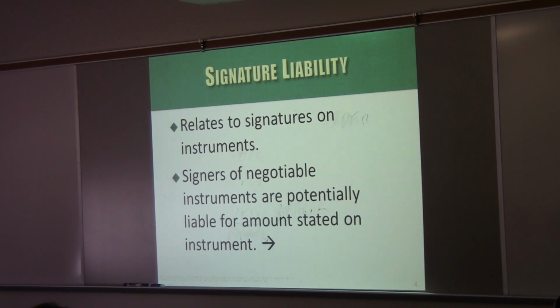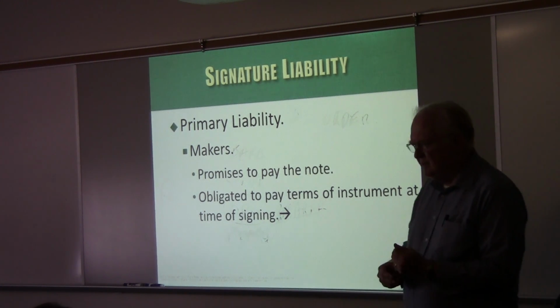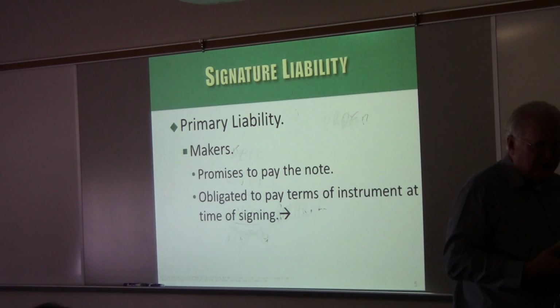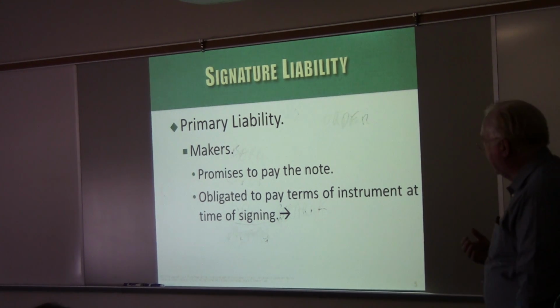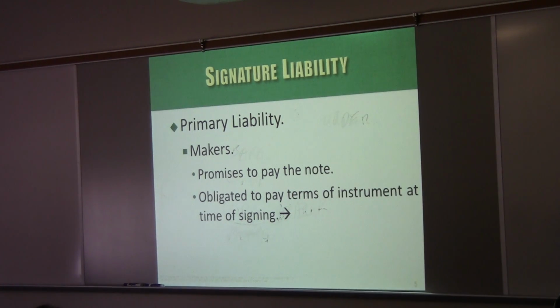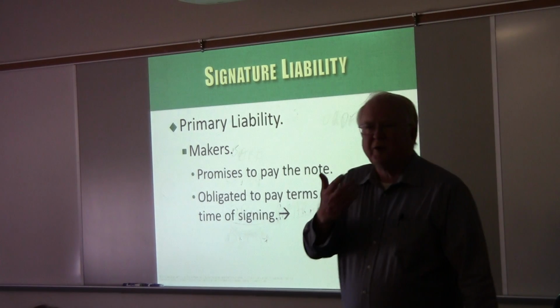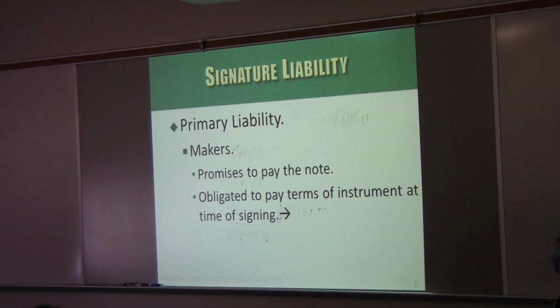Signature liability relates to signatures on instruments. Signers of negotiable instruments are potentially liable for amounts stated on the instrument, which makes sense. Primary liability is to the maker, and when I say Taylor primary and secondary liability, what does that mean? If I say you have primary liability and Jody has secondary liability, in English, what does that mean? I have to pay, and if I can't. That means I would come after you first, and I would come after Jody only if I could not recover from you. So you have primary, so you have backup.